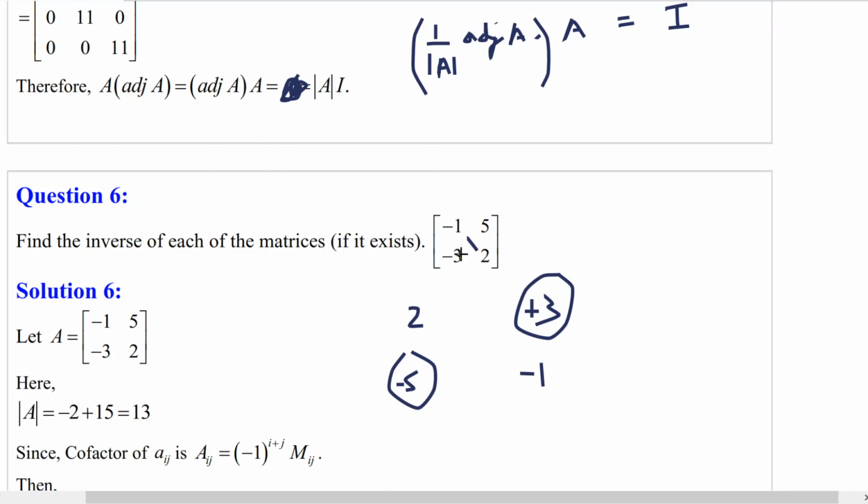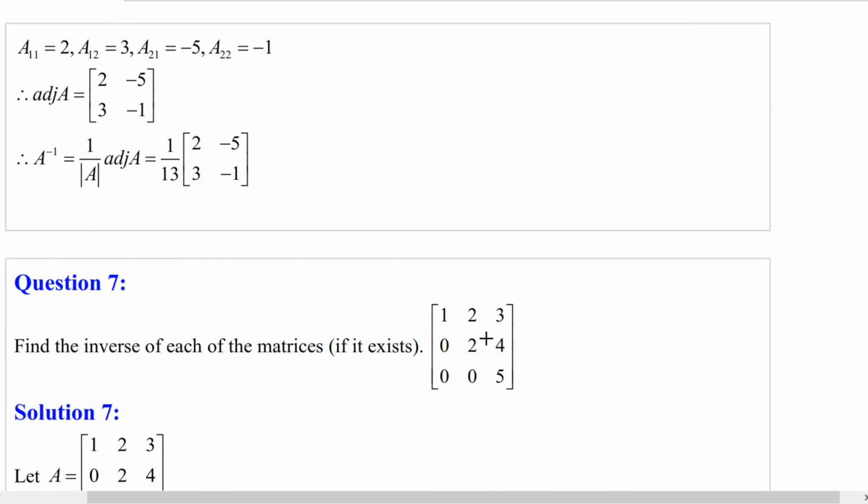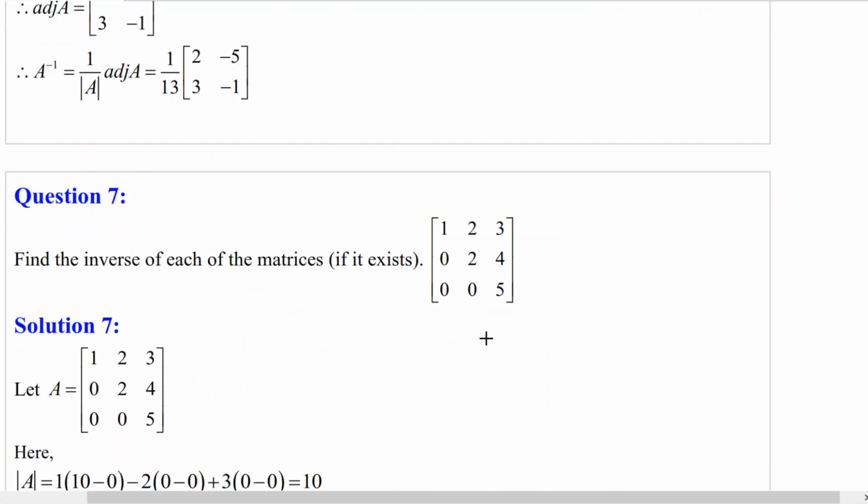And for these elements, change their sign. So if it is negative, make it positive. If it is positive, make it negative. So this is the shortcut of finding inverse for a 2 by 2 matrix. For this diagonal, change the position of the elements, and for this diagonal, change the sign of the elements, and in front of matrix write 1 upon determinant A that you have to compute. So this method is good for 2 by 2 matrices.